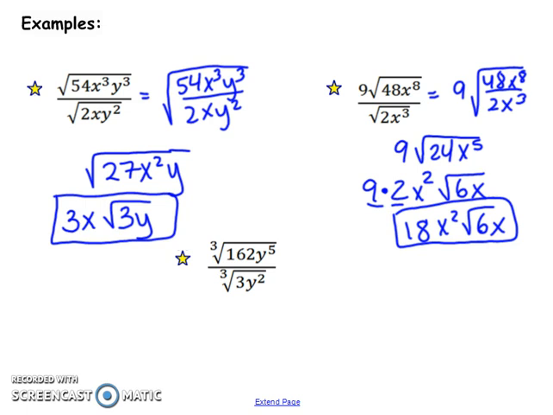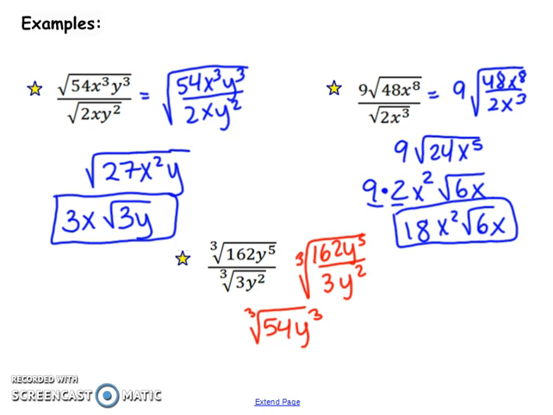Okay, and the last one, it's cube roots, but it's the same idea. Because they're both cube roots on the top and the bottom, I can write this as a giant cube root. So 162y to the 5th over 3y squared. So 162 over 3 is going to give me the cubed root of 54. And then I have y cubed.